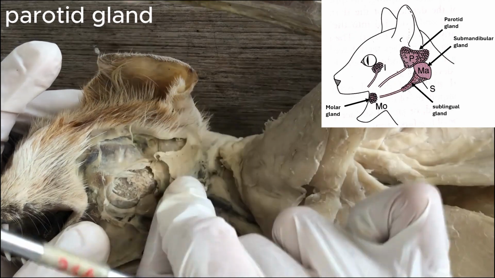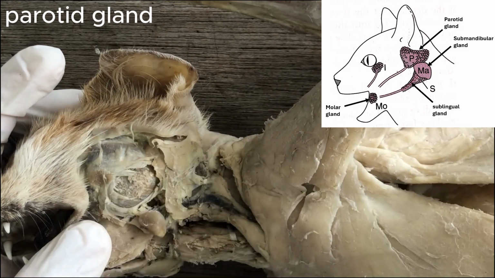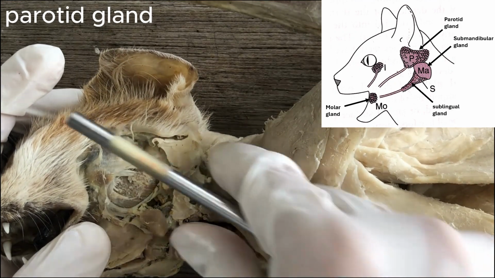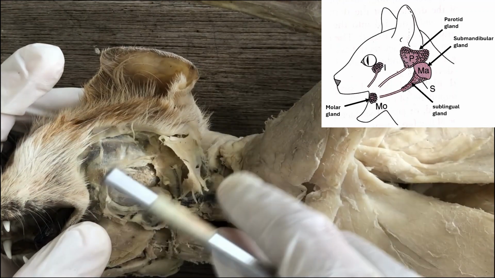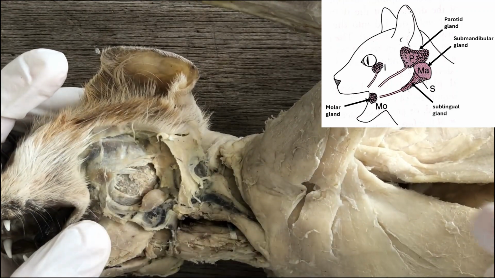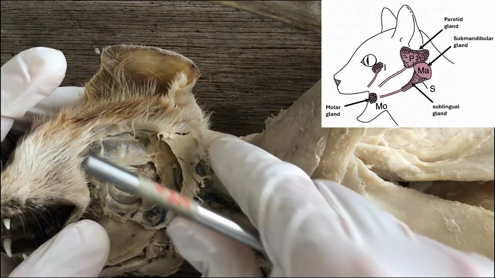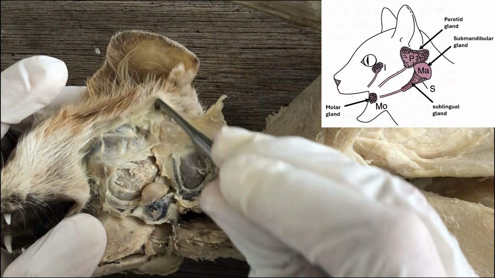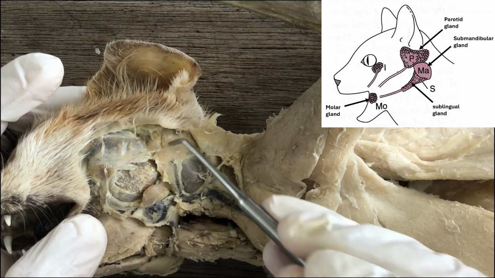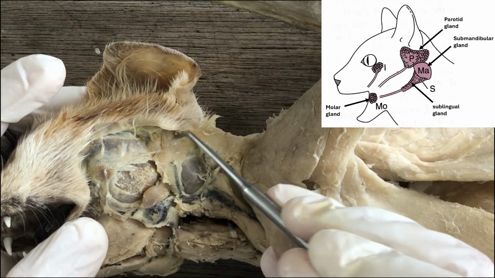Okay, this is a muscle. This is part of the platysma, a dermal muscle of the facial skin, and serves to move the skin in the face for changes in facial expression. And if you reflect it like that, you can immediately see next to the masseter is the parotid salivary gland.